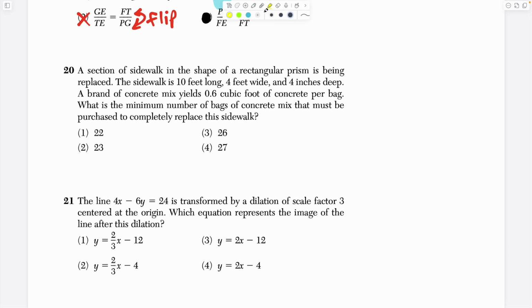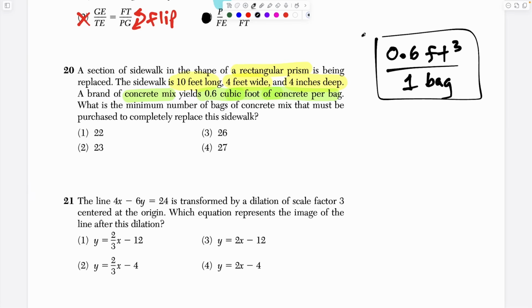For this one, the thing that jumps out right away is the units. The rectangular prism here is 10 feet long, 4 feet wide, but this is the sneak attack here, 4 inches deep. The reason this is very sneaky is that they're telling us the concrete mix yields 0.6 cubic foot of concrete per bag. So that's in a way our rate: 0.6 cubic feet of concrete mix per 1 bag. This is going to be important at the end.